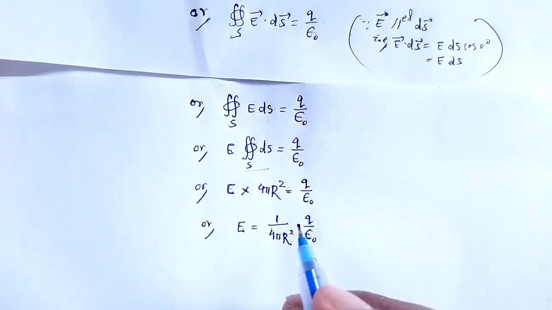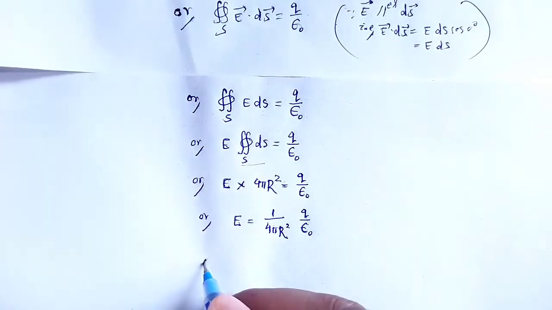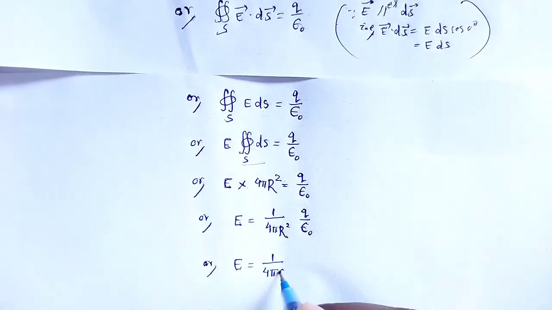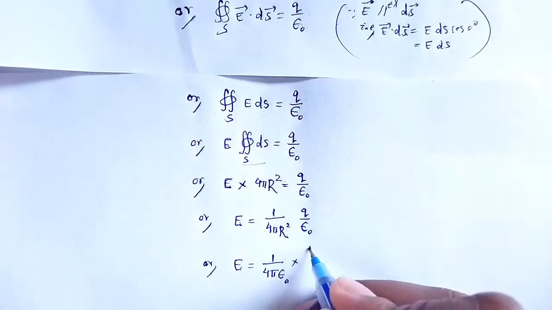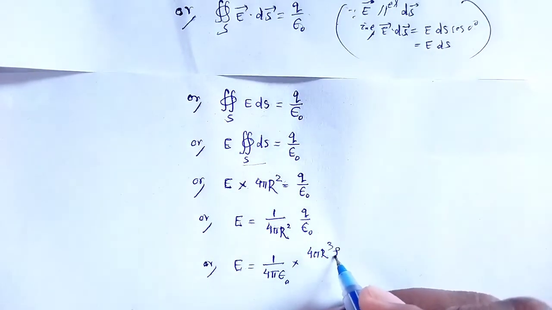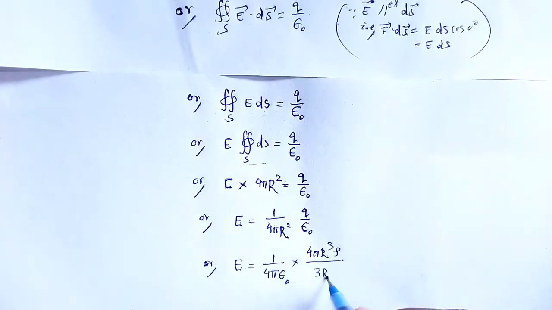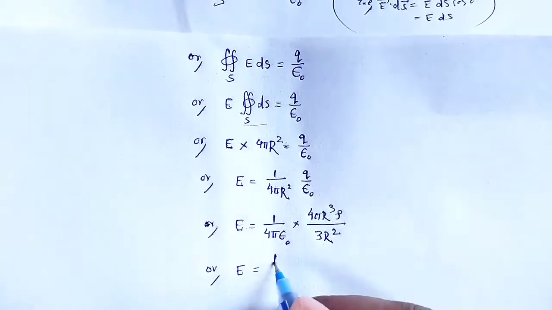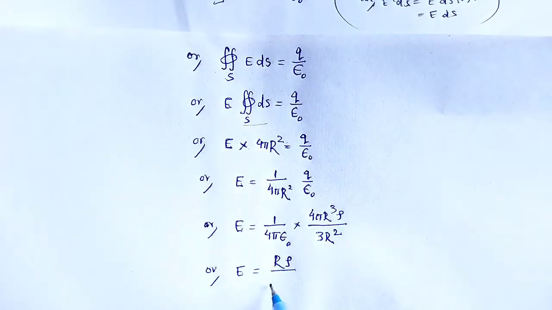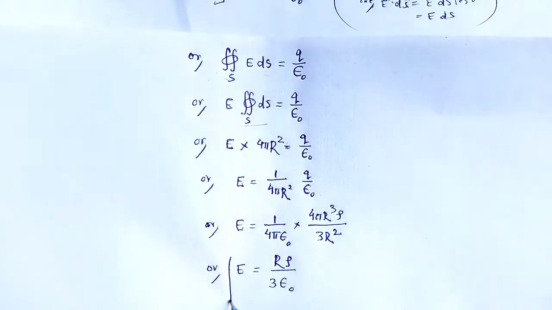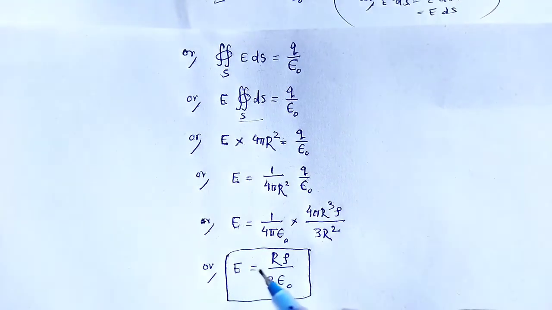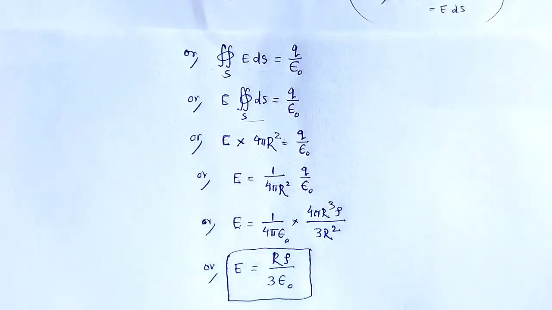Now we have to introduce the value of q in terms of charge density. So E is equal to 1 by 4 pi epsilon naught into 4 pi R cube rho divided by 3 R square. Under cancellation, we have E is equal to R into rho divided by 3 epsilon naught. That is the expression for electric intensity at a point that lies on the surface of the charged sphere.